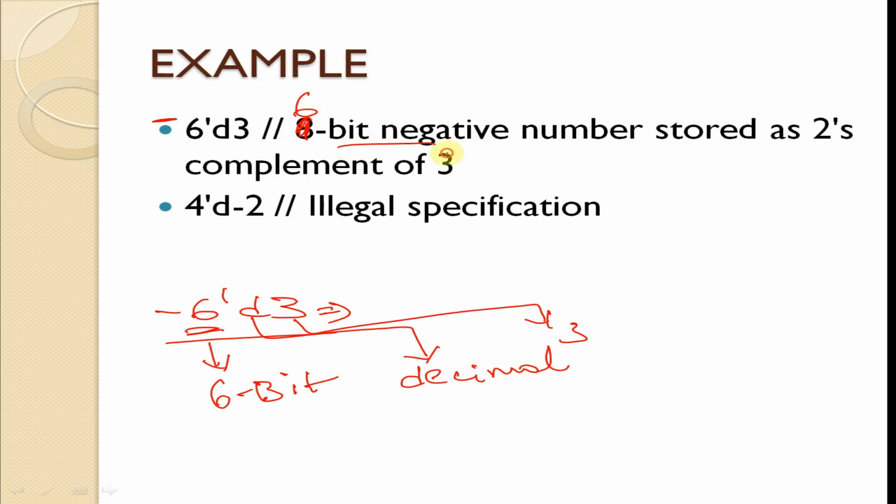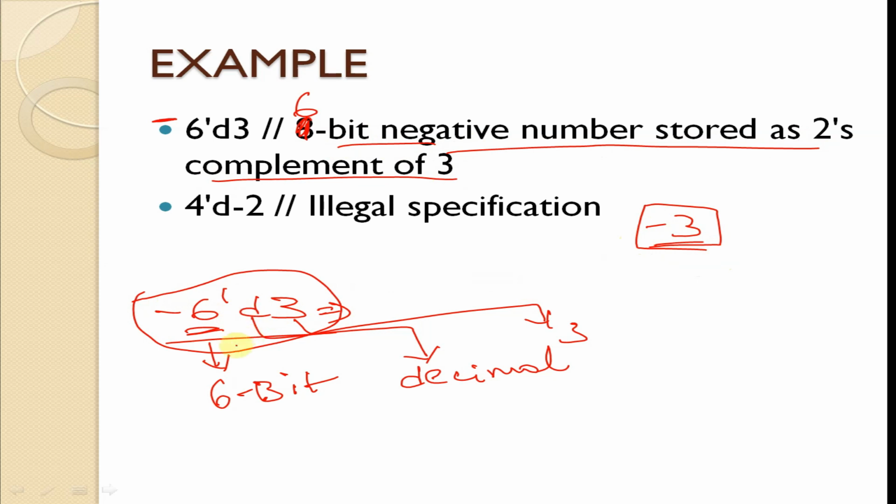So it is a 6-bit negative number stored as 2's complement of 3. If we want to represent negative 3, minus 3, using Verilog, then we write it like this. The simulator will perform 2's complement on the number 3, and it will store the 3 in 2's complement form. Like this, if we want to represent any negative number, we write in this format: minus 6 tick decimal 3. The simulator will perform the 2's complement on the given number, and it will store it.